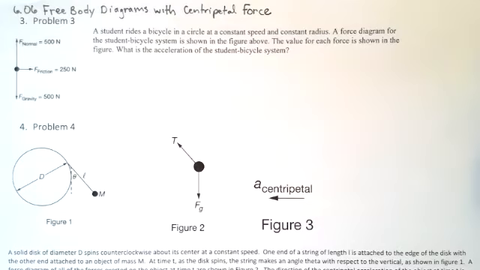Gravity can be a centripetal force. Normal force can be a centripetal force. So the centripetal force is not a force by itself. It is one of our contact forces or gravity that causes circular motion. The other thing we said was it is always directed inwards towards the center of the circle.